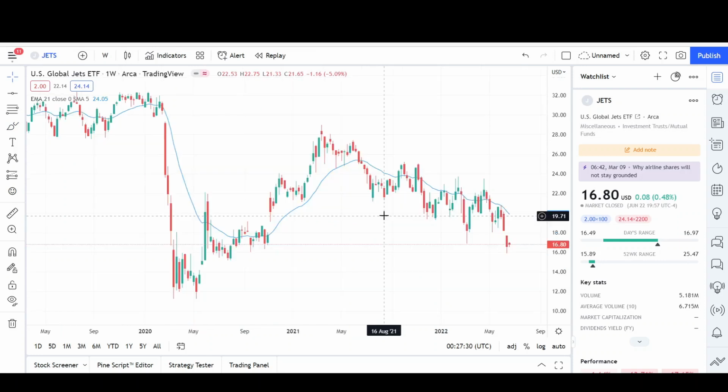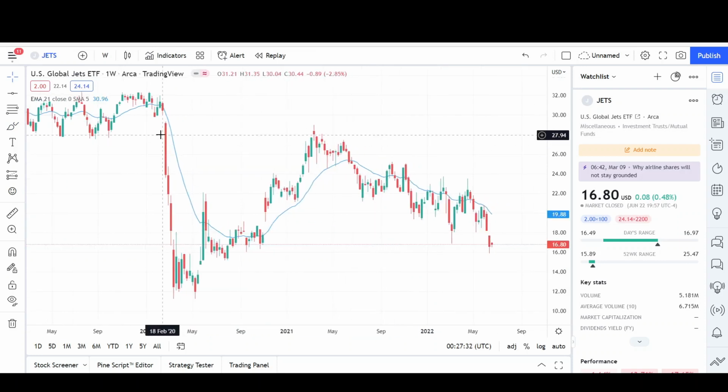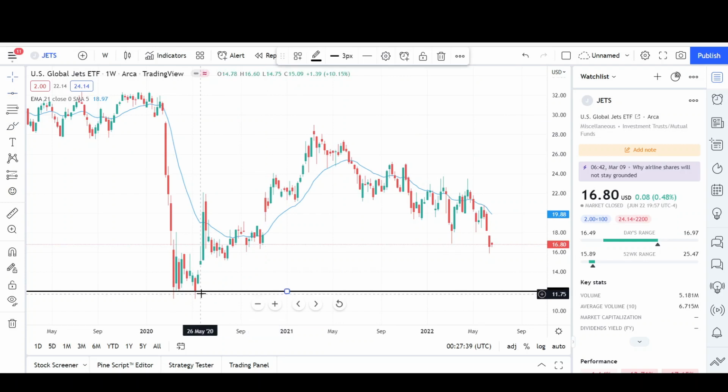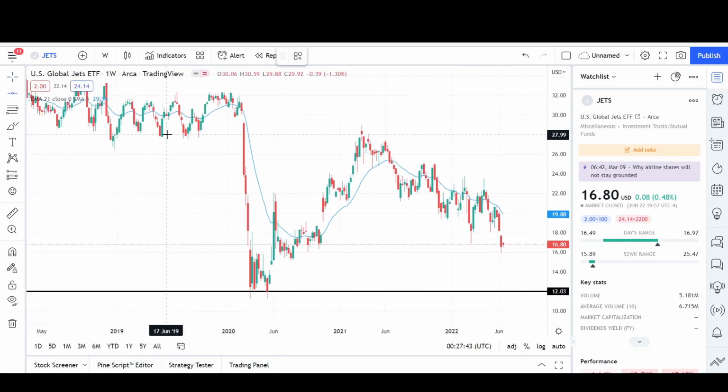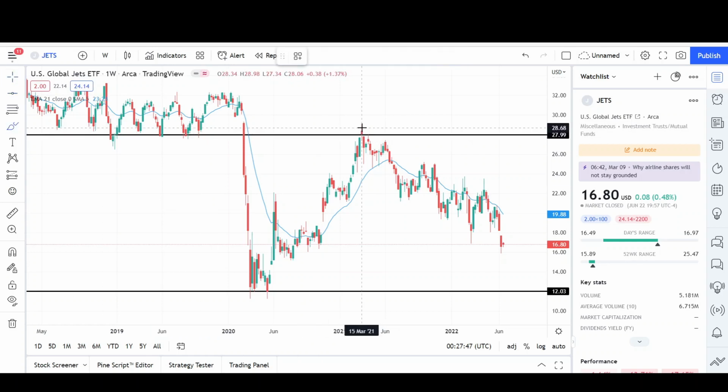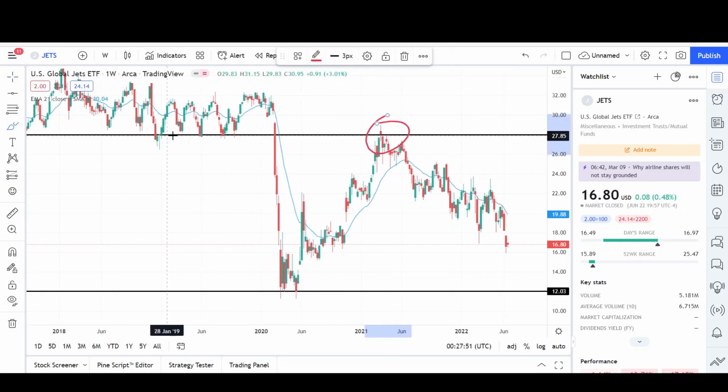And here we have the weekly chart for Jets. You can see that this was a large crash back here in 2020. Price action found support right around the $11 and $12 level before seeing a bounce up to come back and retest this breakout point. Prices found this resistance at that $28 breakout point, and we cannot go up much higher because it was acting as support in the past.